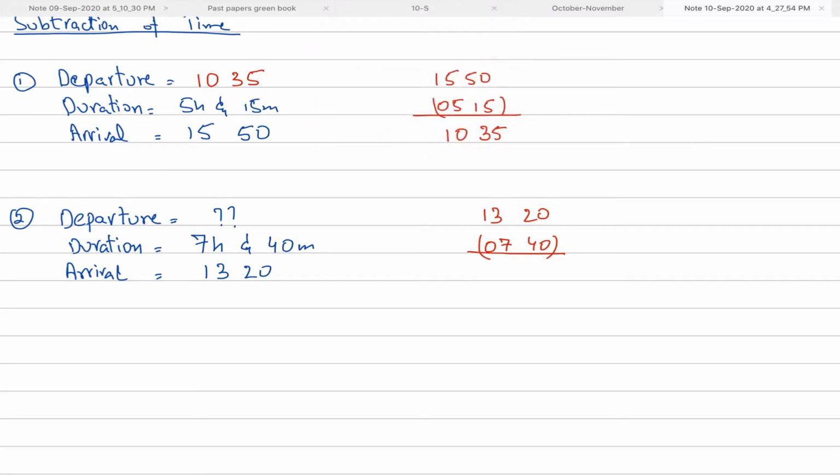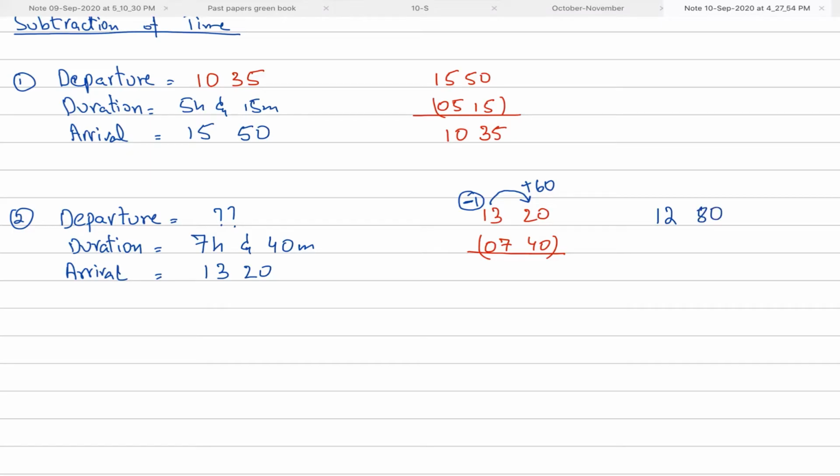Now what's 20 minus 40? You can't do that. You can't take 40 and subtract it from 20. So we're going to borrow an hour in terms of minutes and give it to 20. I'll repeat what we're going to do. We're going to borrow 60 minutes from 13 and give it to 20. So 20 is going to increase by 60 and 13 will decrease by 1. So the number of hours will now be 12 and the number of minutes will now be 80.